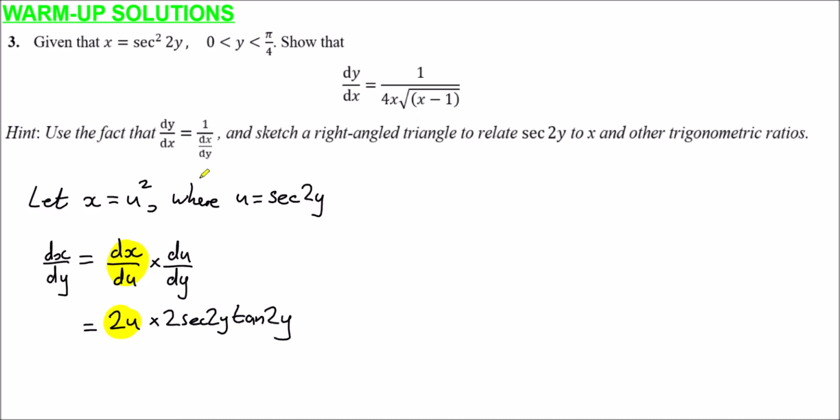So we can now piece this together, and it's hard to see how this relates to this algebraic dy by dx, but we'll come to that in just a moment. So numerically, 2 multiplied by 2 is 4. Since u is sec 2y multiplied by another sec 2y gives us sec squared 2y, and then simply tan 2y.